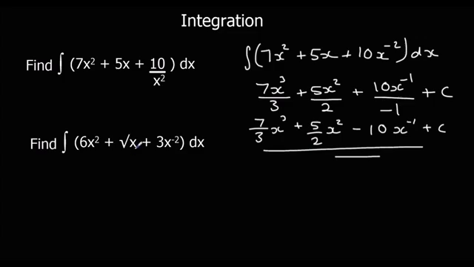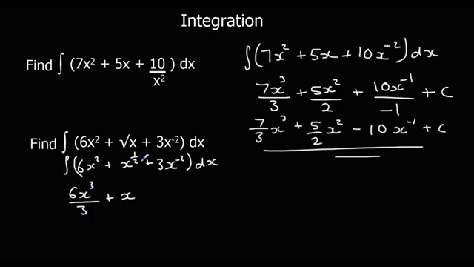Okay, same again here. We can't have root x, but we can change it to x to the half. So 6x squared plus x to the half plus 3x to the power of minus 2. And again, we're just going to follow the same process. So we're going to add 1 to the power and divide by the new power. So 2 plus 1 is 3, divide by 3. A half plus 1 is 1.5, so 3 over 2, and we're going to divide by 3 over 2. And then minus 2 plus 1 is minus 1, divided by minus 1, and plus c. Don't forget the plus c.